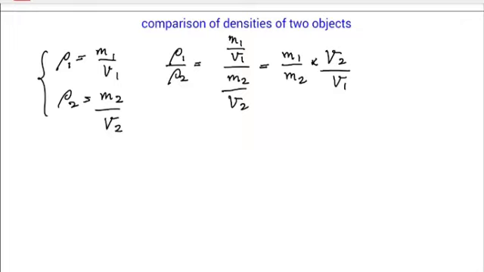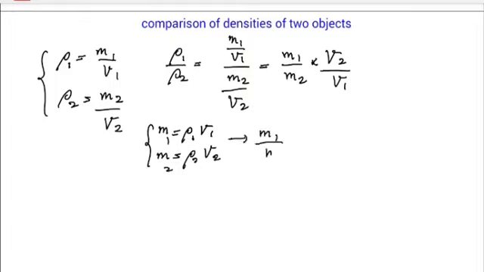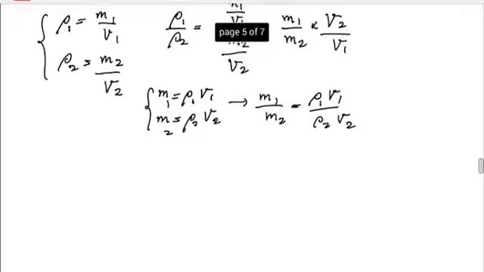Okay, this is the ratio of densities, but you may be asked to find the ratio of masses. We know that mass of 1 is rho of 1 times V of 1, and mass of the second object is rho of 2 times V of 2. So the ratio of masses is rho of 1 times V of 1 over rho of 2 times V of 2. Again, I say that you don't need to memorize these equations, you better prove it every time. Let's go through a question.